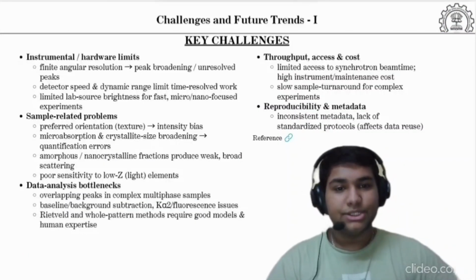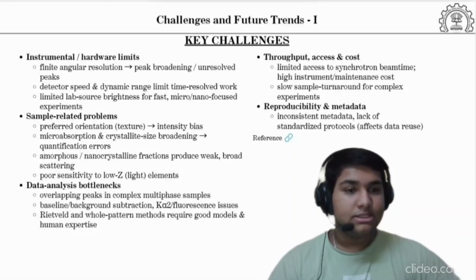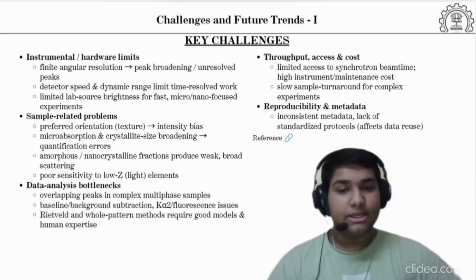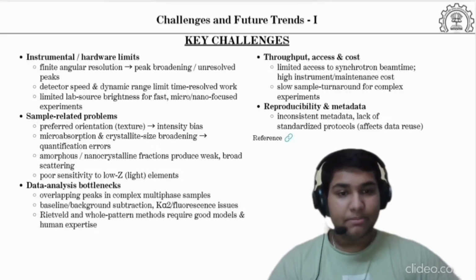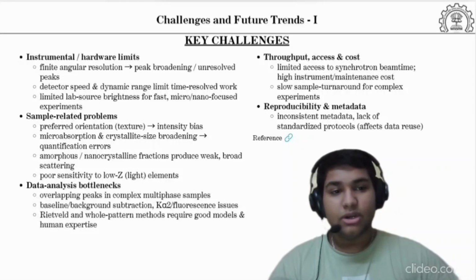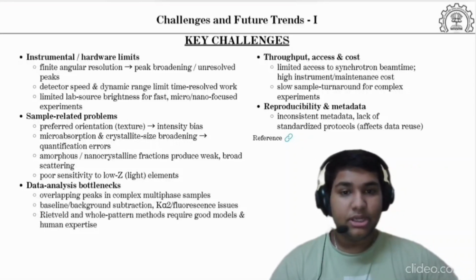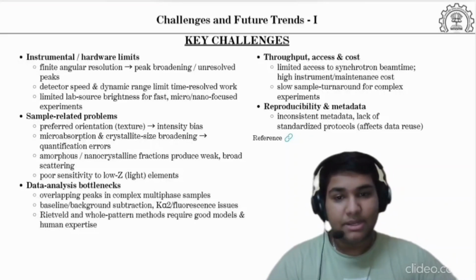This slide highlights the main challenges in X-ray diffraction. First, instrumental limits like detector resolution and speed, and limited lab source brightness, restrict fast or nanoscale studies. Second, sample issues such as preferred orientation, size broadening, and weak scattering from amorphous or light element materials cause biases and errors. Third, data analysis bottlenecks include overlapping peaks, background subtraction problems, and the need for expert-driven Rietveld refinement. Finally, practical challenges like high cost, limited synchrotron access, slow turnaround, and inconsistent metadata reduce reproducibility and data reuse. Altogether, these hurdles affect accuracy, reliability, and accessibility of XRD experiments.